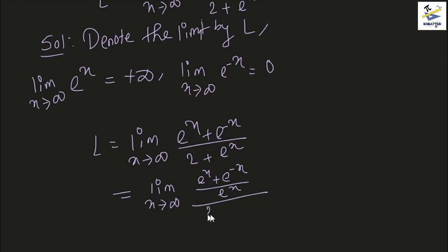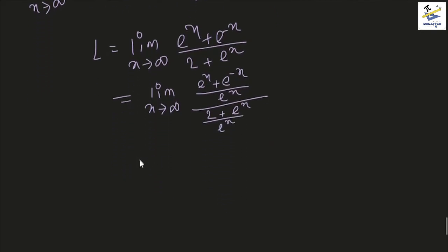And in the denominator as well, like this, right? Completing the division we get something like this. So e to the power x by e to the power x would be 1, and this should be e to the power minus 2x. Similarly it should be 2 e to the power minus x plus 1, right?